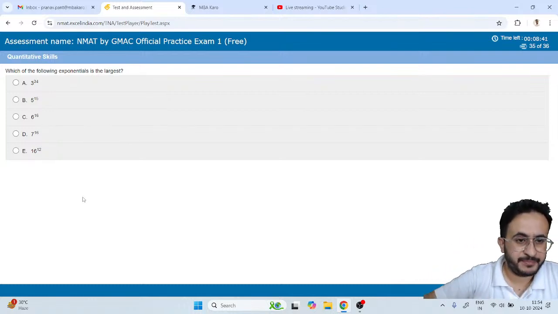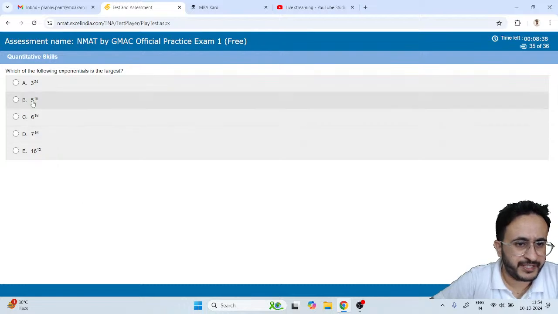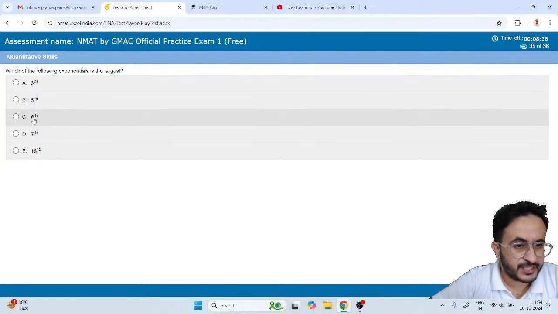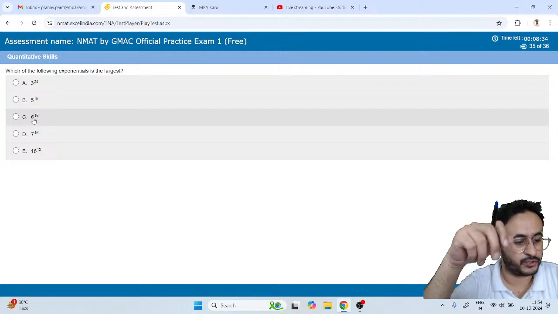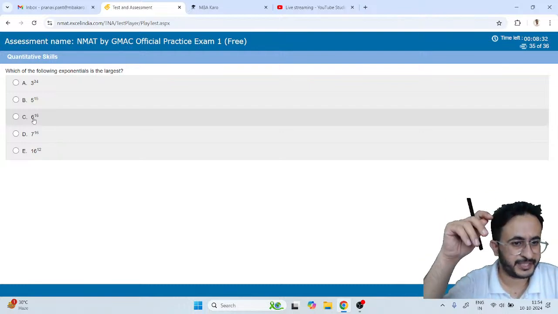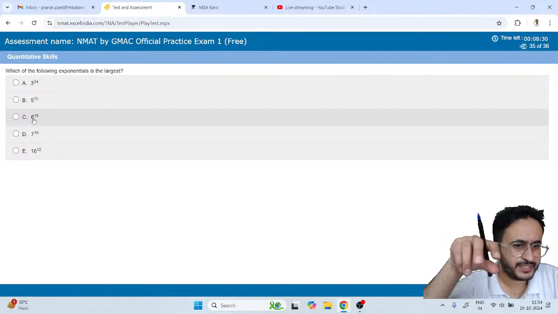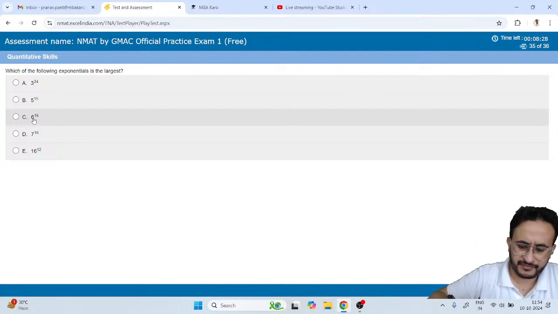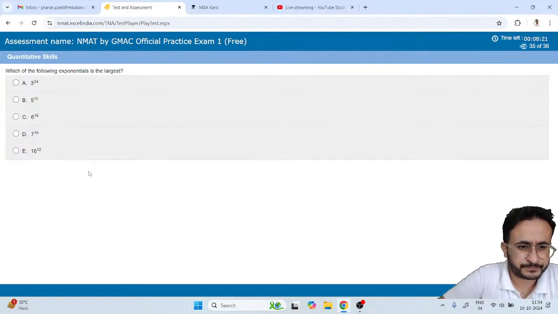See, we can eliminate 5 to the power 15, as it is less than 6 to the power 16. 6 is a bigger number, and you are raising it to a higher power. So that is eliminated. Now 7 to the power 16 is even higher. So we can eliminate the central two options, B and C.